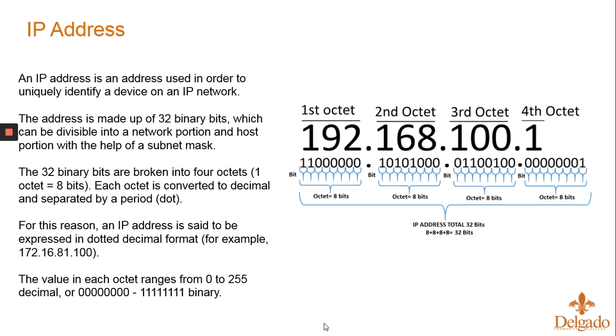If you go 2 to the 8th power, you'll find that it's actually 256, but we start with 0 in the computer world, so therefore it's 0 to 255. So our biggest value that we can have in each one of those octets is 255. So 192.168.100.255 would be the largest address on that particular IP range.